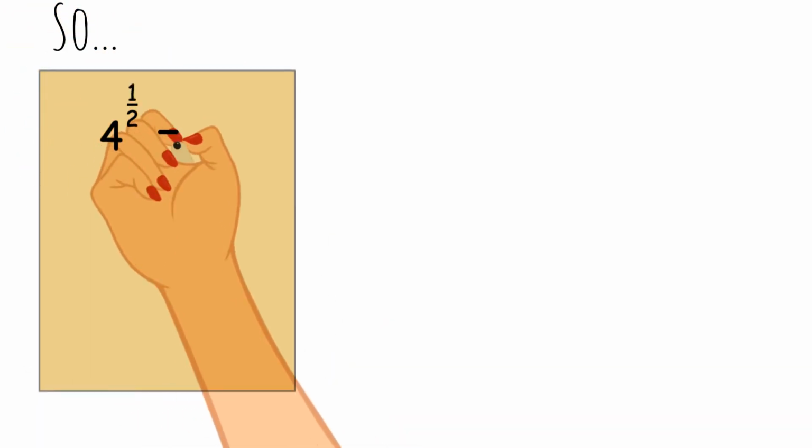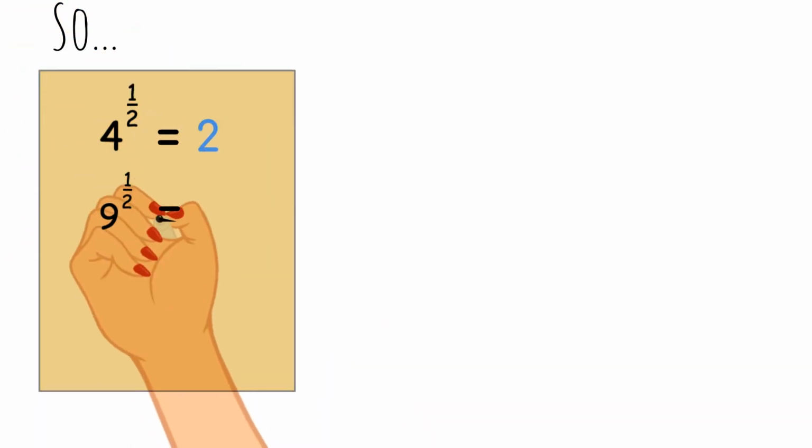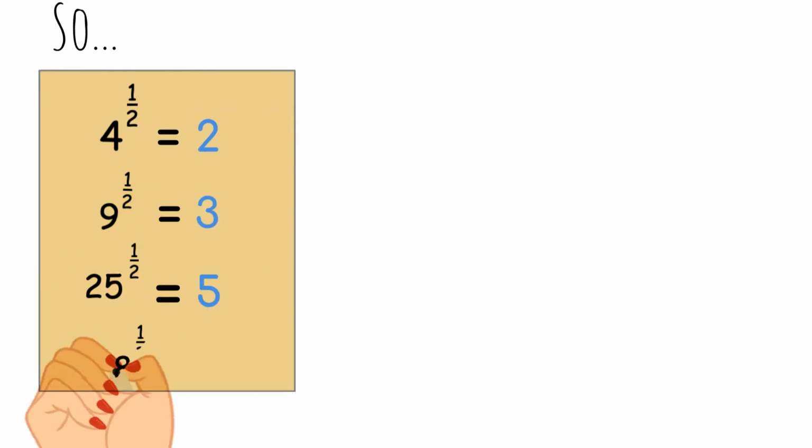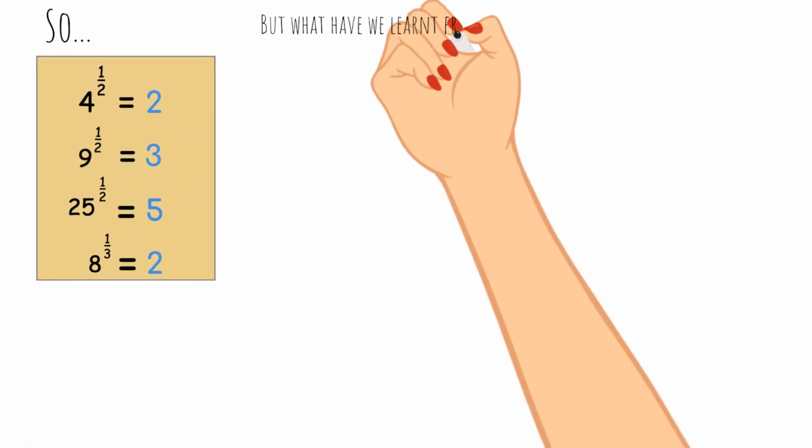If you haven't spotted a pattern already, let's just have a little look at them side by side. So 4 to the power of a half is 2, 9 to the power of a half is 3, 25 to the power of a half is 5, 8 to the power of a third is 2. But what have we learned from that?